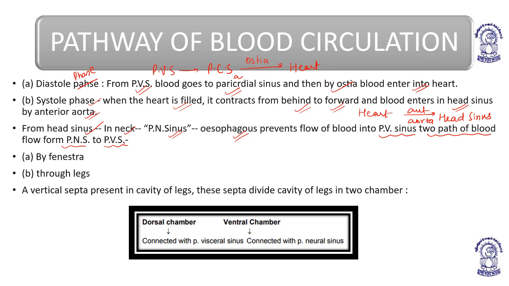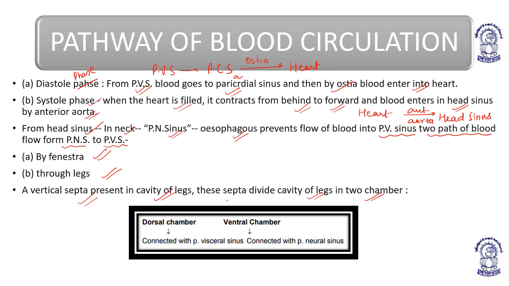From the perineural sinus to the perivisceral sinus, there are two pathways of blood flow: by fenestrae or through the legs. A vertical septa which is present in the cavity of the legs divides the cavity of the legs into two chambers, dorsal chamber and ventral chamber.